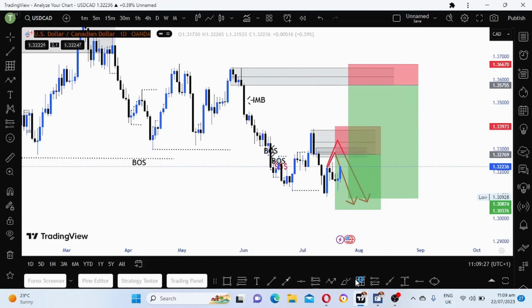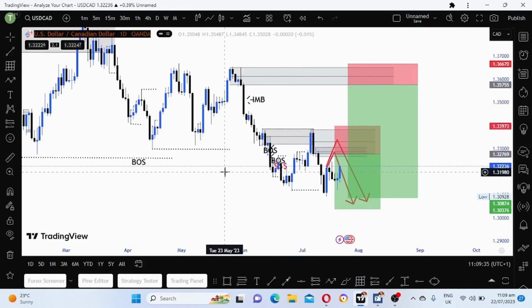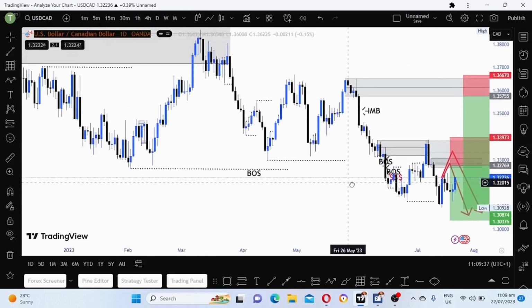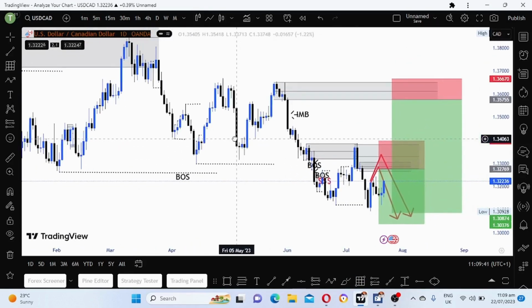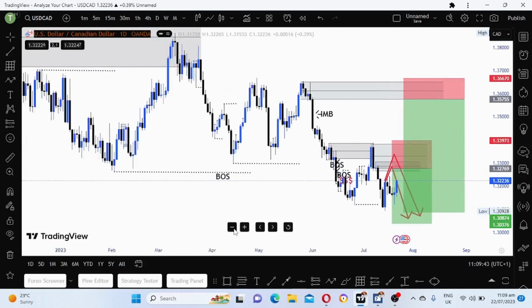So let's continue now with our analysis. As you can see here, we are in a bearish trend on daily. We are in a bearish trend on daily, as you can see.